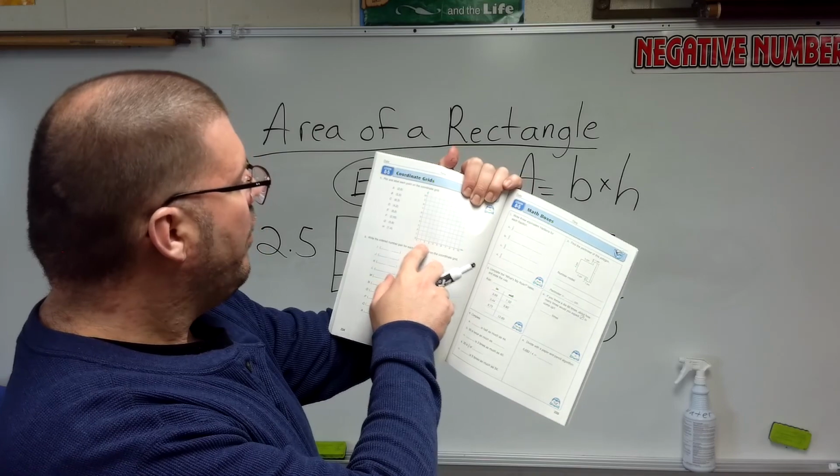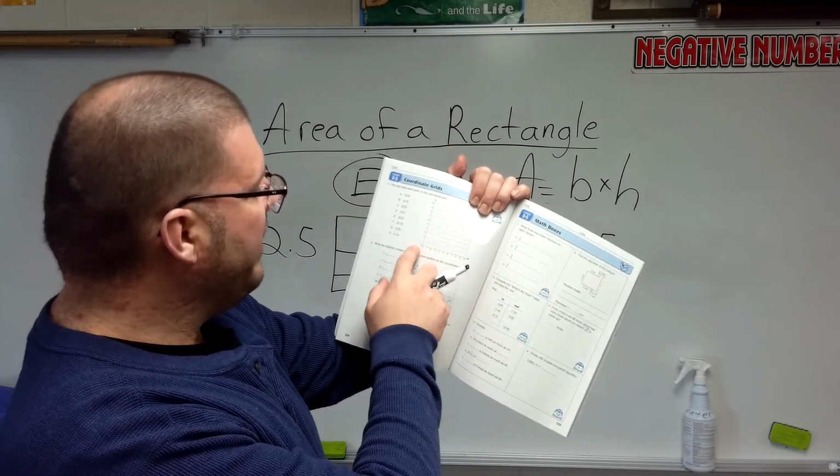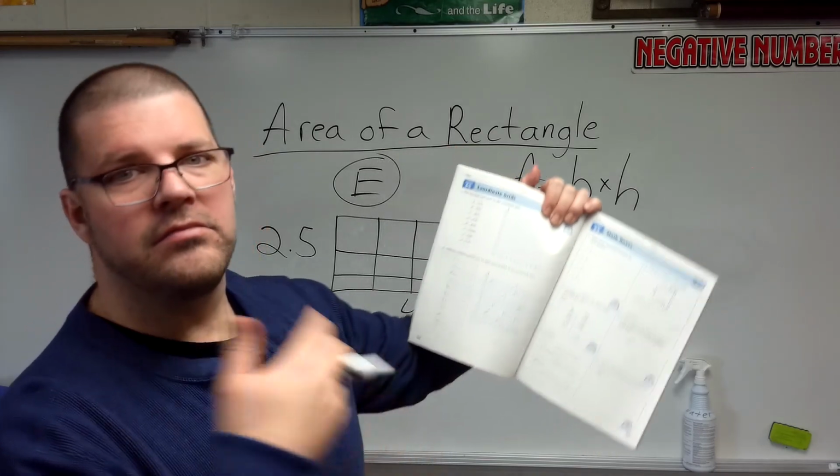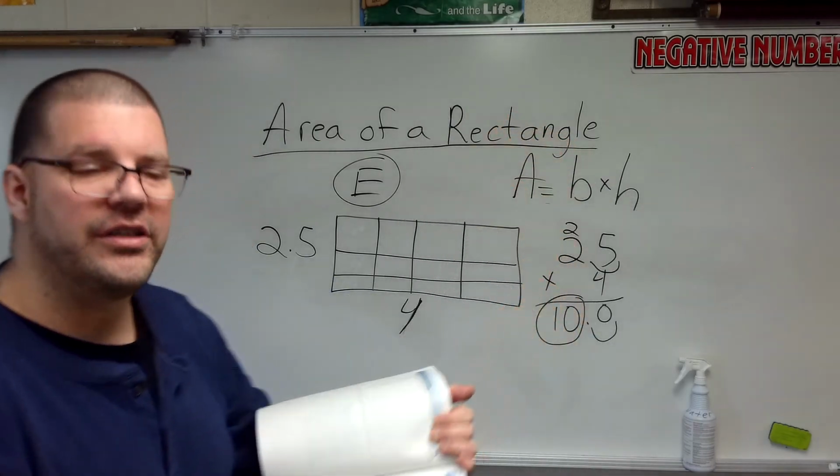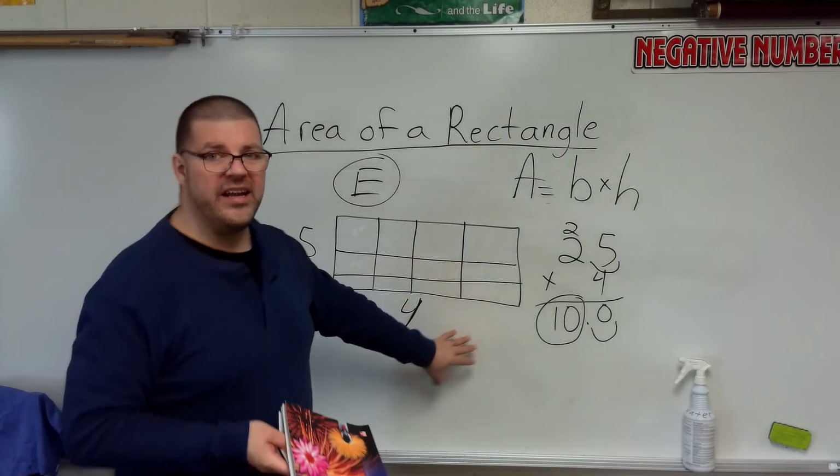Letter B is over 5, up 5. Letter C is over 8, up 3. Okay? Maybe that helps you with your work tomorrow. Okay. I hope this makes sense.